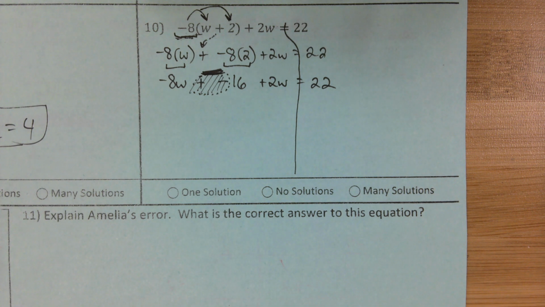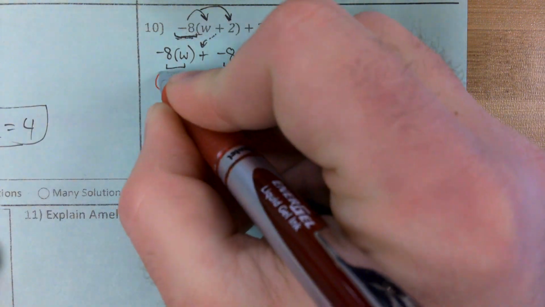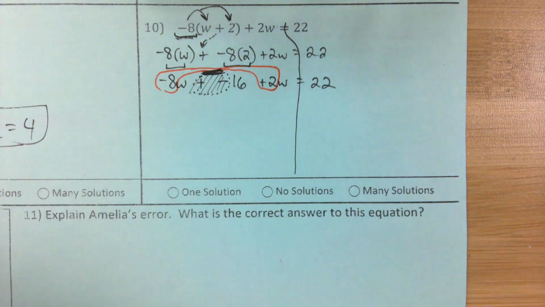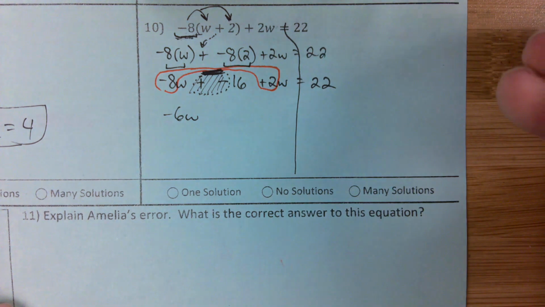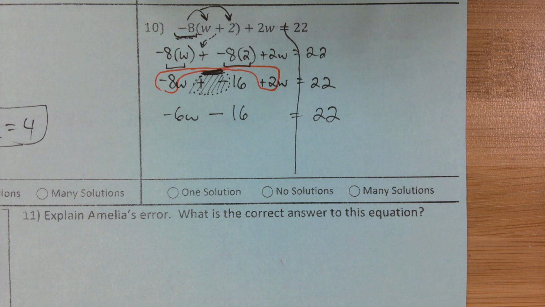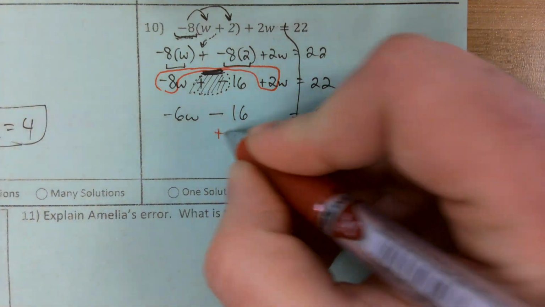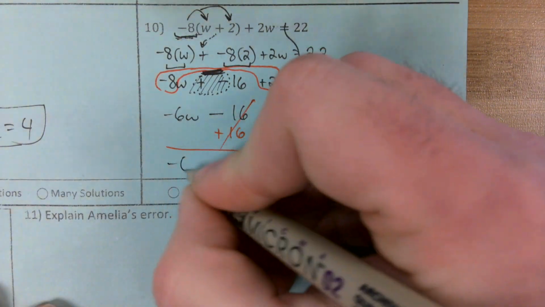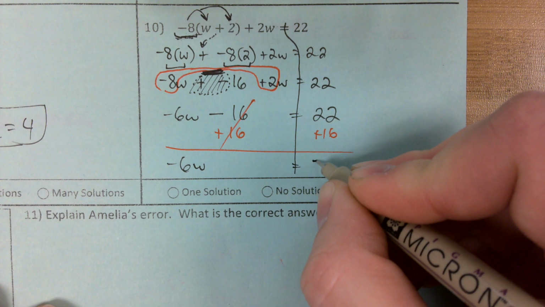Let's go ahead and combine our like terms here as well. We've got negative 8 plus 2. That gives us negative 6w minus 16 equals 22. And then what do we do to both sides? We're going to add 16. Thank you, Hannah. We're going to add 16 to both sides. Those go away. Negative 6w equals 38.